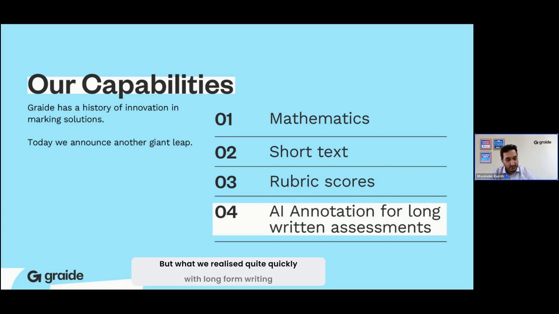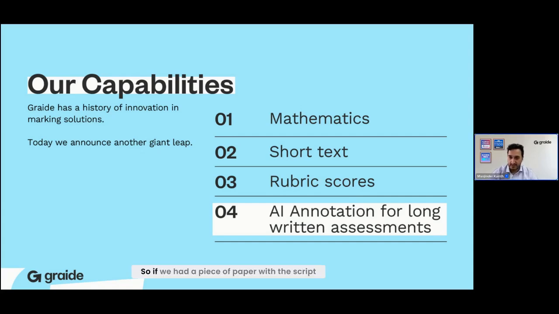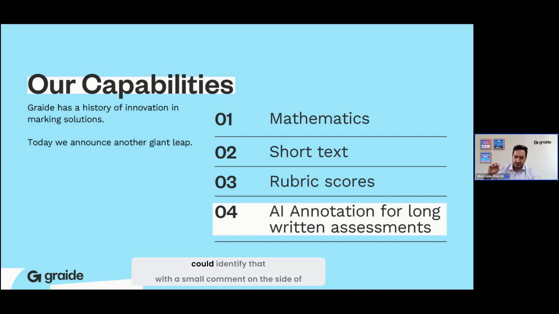But what we realized quite quickly with long form writing and long form assessment is that the real value to the student is being able to see the annotations. If we had a piece of paper with the script on it, I could circle where things went wrong, and I could identify that with a small comment on the side of the page. Because that directed feedback is really the thing that made a huge difference in that learning journey. It's more than just the mark that's being given.